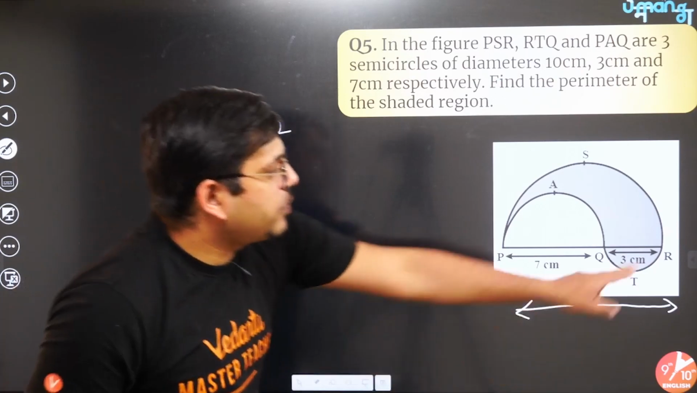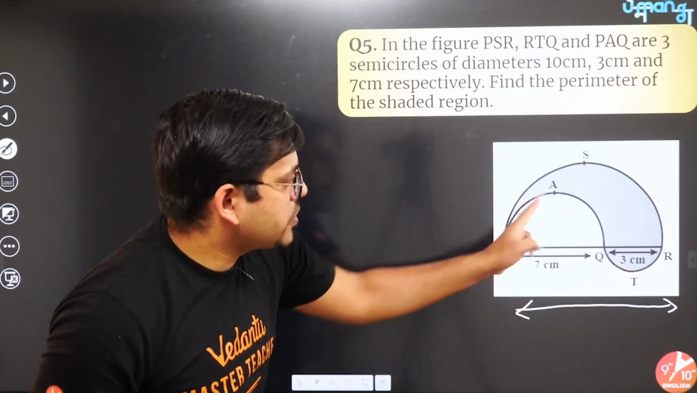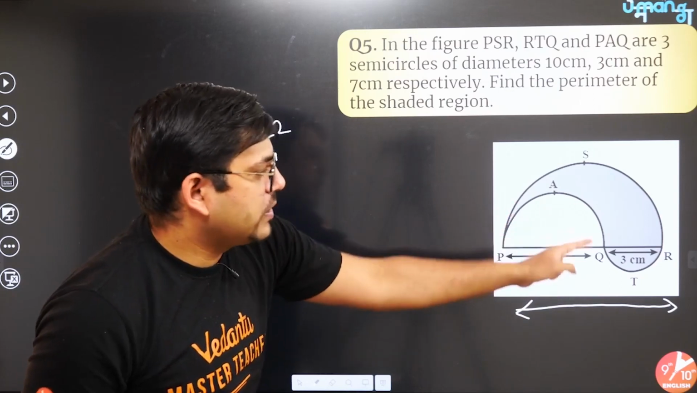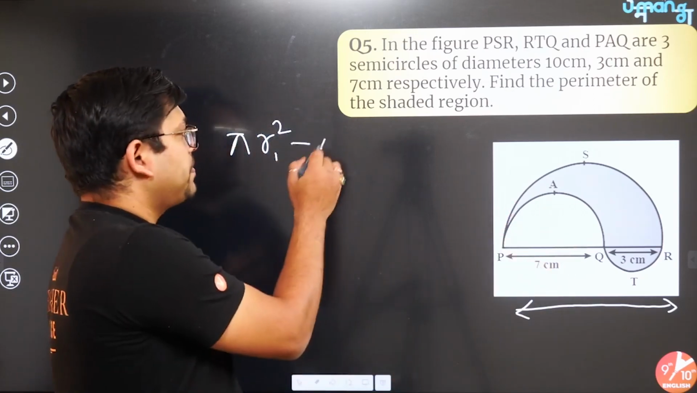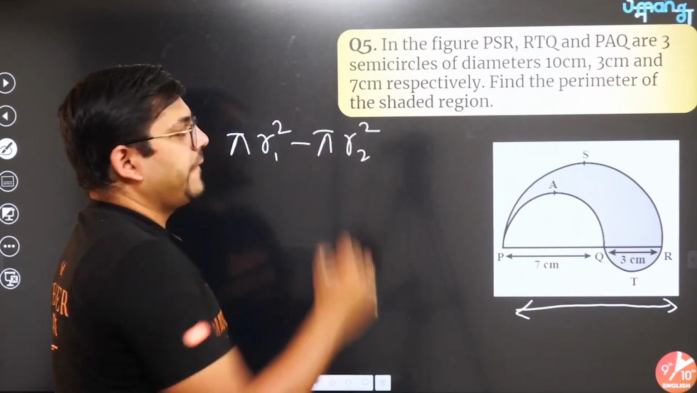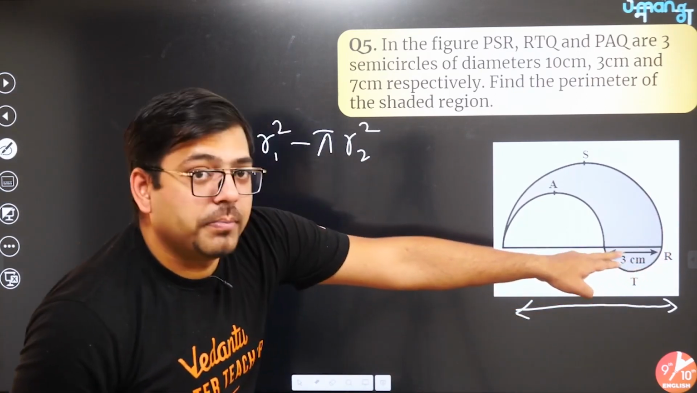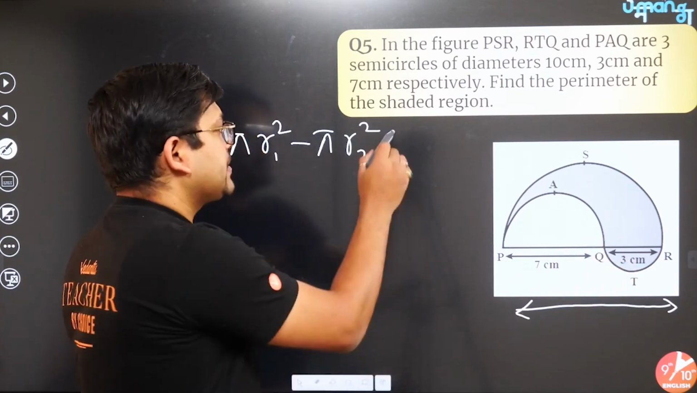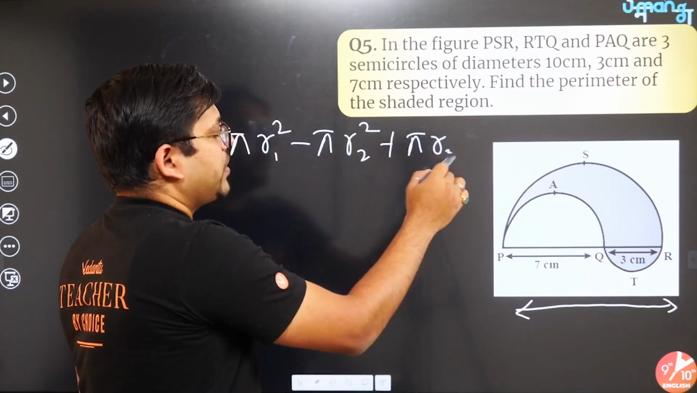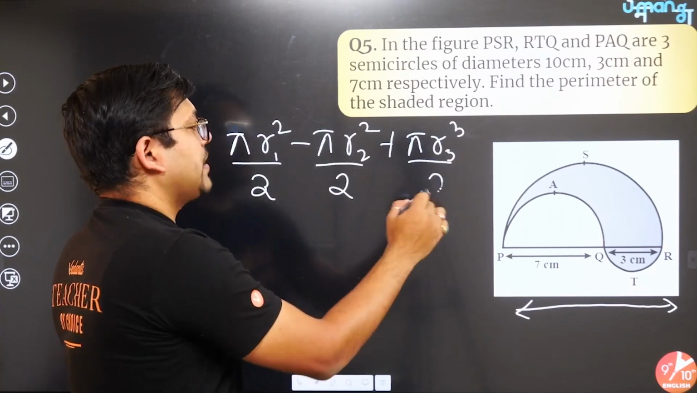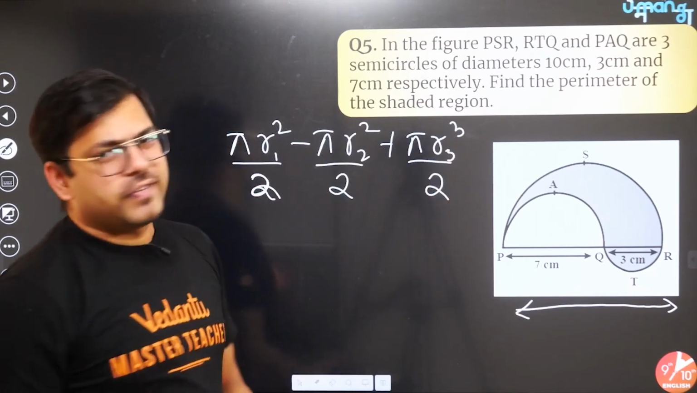In that you will have to first of all subtract this, because this is the white portion. You don't need this. So subtract this second, so minus pi r2 square. And you will have to add this one, this semicircle, because this is an extra part. So plus pi r3 square. And sorry, all by 2, because all of them are semicircles.